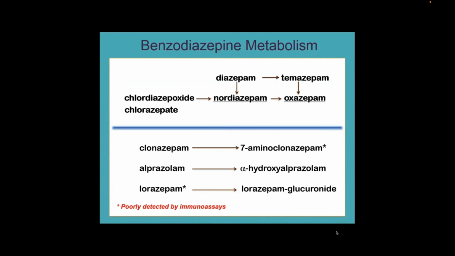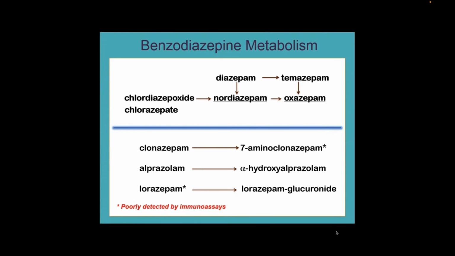This is another diagram you may want to post up. You can see that many of the benzodiazepines have simple metabolism. Clonazepam to 7-aminoclonazepam, alprazolam to alpha-hydroxyalprazolam, and lorazepam to lorazepam glucuronide.